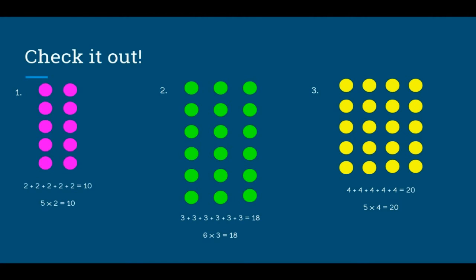Let's take a look at number 2. 3 plus 3 plus 3 plus 3 plus 3 plus 3 equals 18. 6 rows times 3 in each row equals 18. Number 3. 4 plus 4 plus 4 plus 4 plus 4 equals 20. I had 5 rows with 4 in each row. 5 times 4 gives me 20.